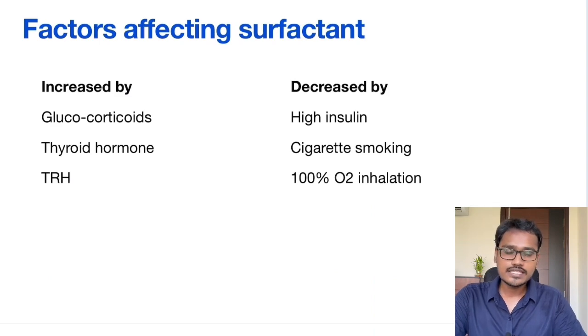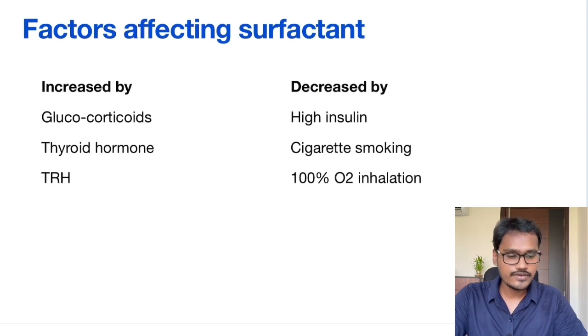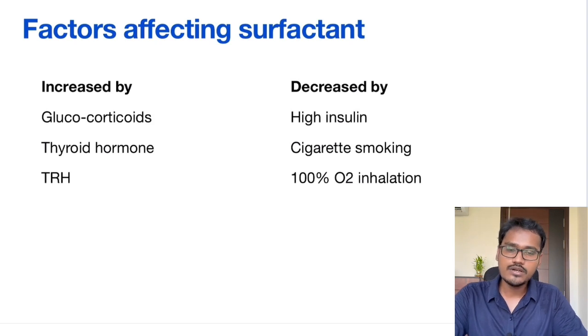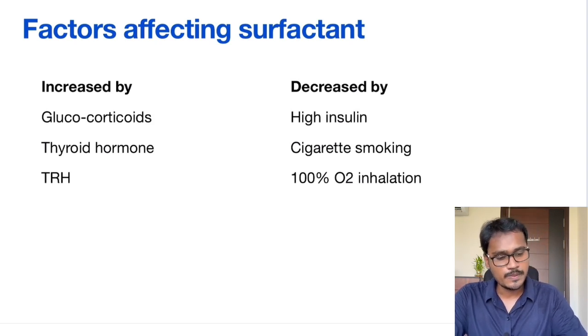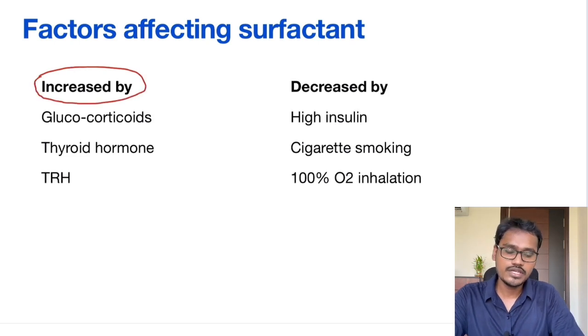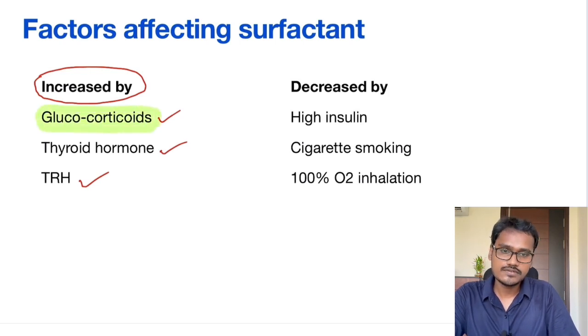So what are the factors affecting? This is all about our surfactant. Coming to the factors affecting the surfactant, these factors are very important clinically as well as for MCQ purposes. These three substances help to increase the surfactant in our body: glucocorticoids, thyroid hormone, and thyrotropin releasing hormone. Out of these, glucocorticoid is used in treatment, and naturally glucocorticoids are also produced, which increases the surfactant quantity.